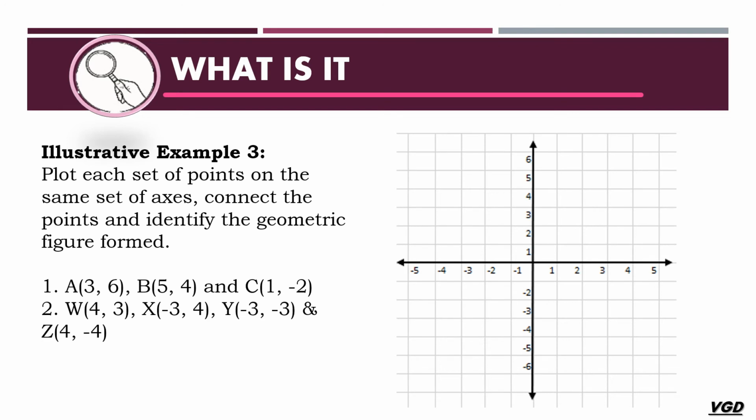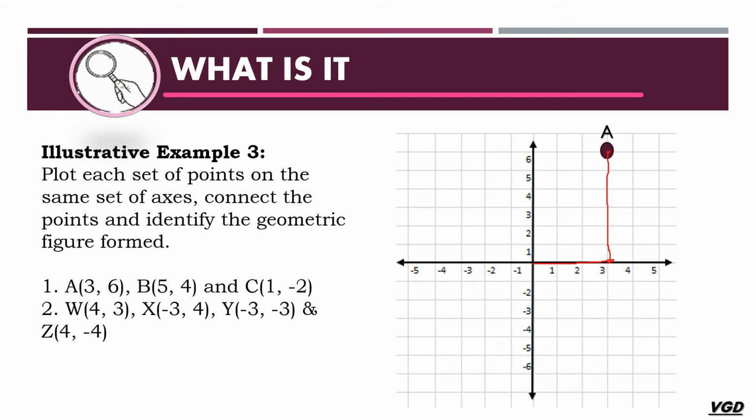Let's start with number 1. For point A, we have to locate point A first. We need to move 3 units from the origin on the x-axis. So 1, 2, and 3. And since 6 is positive, we have to move 6 units upward. So from 3, 1, 2, 3, 4, 5, 6. Or just simply locate 6 in the coordinate system. So we have here the point A.